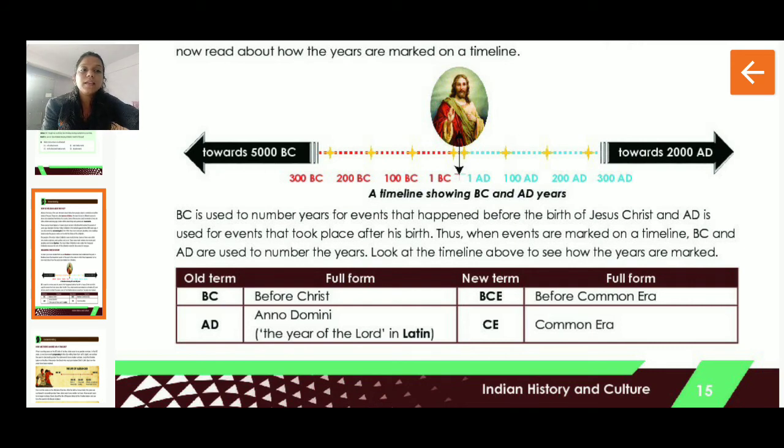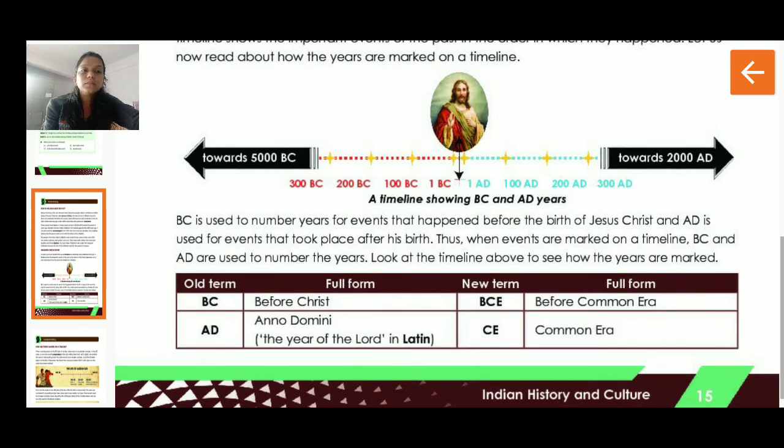In this timeline, they have given you, you can see, 300 BC, 200 BC, 100 BC, 1 BC, 1. So it starts. There is an initial point 0. On one side of 0 are all the BC numbers. On the other side of 0 are all the AD numbers. Right? So BC will start from 1, 2, 3, 4 and so on. And AD will start from this side. 1, 2, 3, 4 and so on. It keeps increasing. Okay? So this is how we mark different things on the timeline.